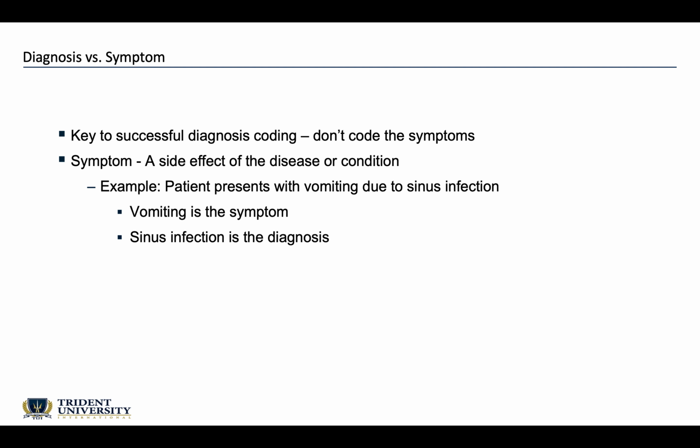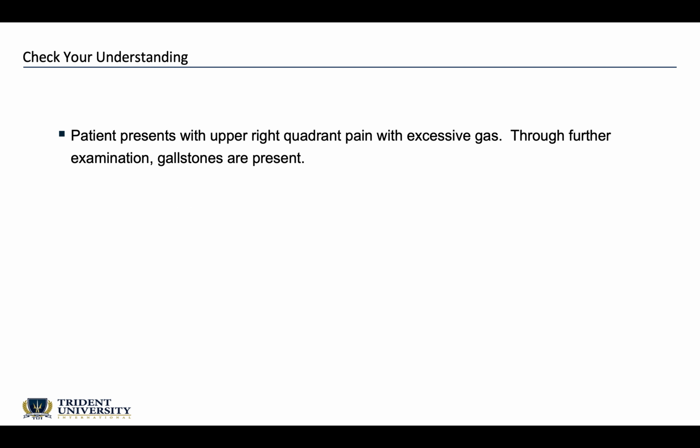So, a diagnosis versus a symptom. The key to successful diagnosis coding is don't code the symptoms. A symptom is a side effect of the disease or condition. For example, patient presents with vomiting due to sinus infection. Vomiting is a symptom, while the sinus infection is the diagnosis. So let's take a look. Patient presents with upper right quadrant pain with excessive gas. Through further examination, gallstones are present.